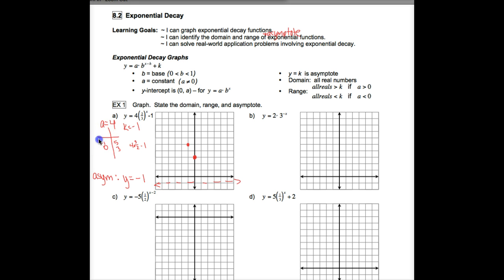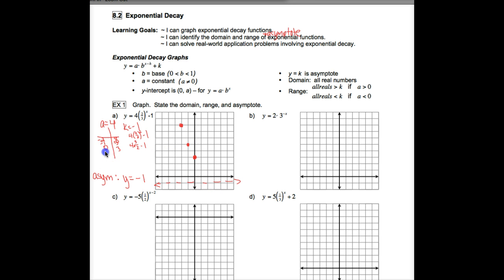At -2, again, I'm flipping it and then squaring it. So 4 times 3/2 squared minus 1. So 3/2 squared is 9/4. 4 times 9/4 is just 9, and 9 minus 1 is 8. So my y value there would be 8. So here's 5, 6, 7, 8. So that's pretty good on that side. Let's get something over on this side.